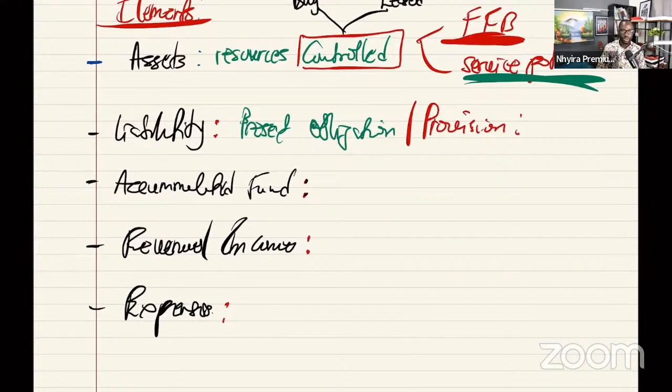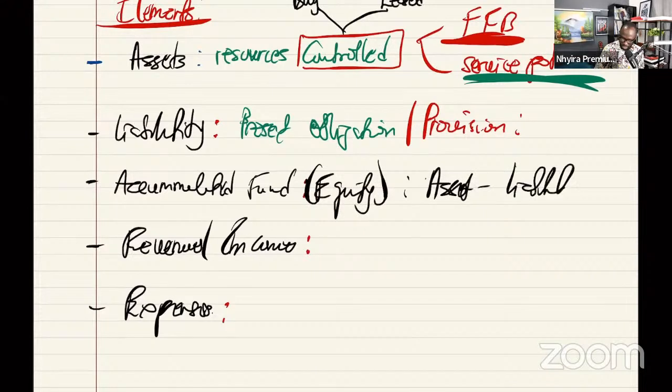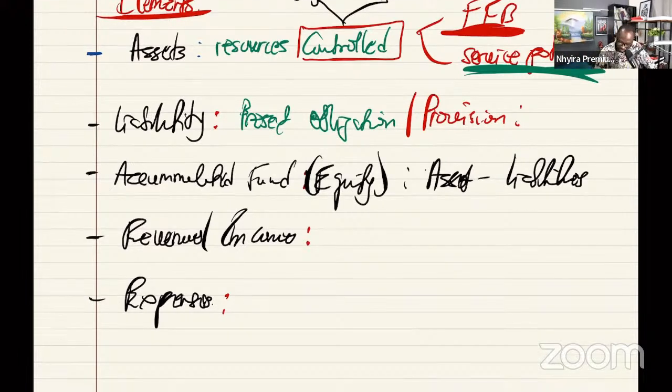Okay, so the accumulated fund is the same as equity in the public sector. In other words, that is the excess of assets over liability. So when we take our assets and subtract all our liabilities, that is the accumulated fund generally. And we're going to share our thoughts on that later on when we are preparing the financial statements.